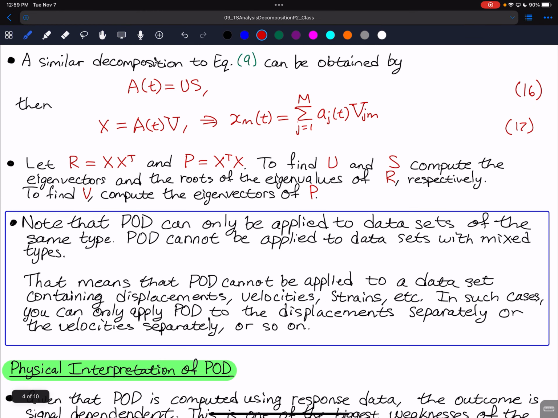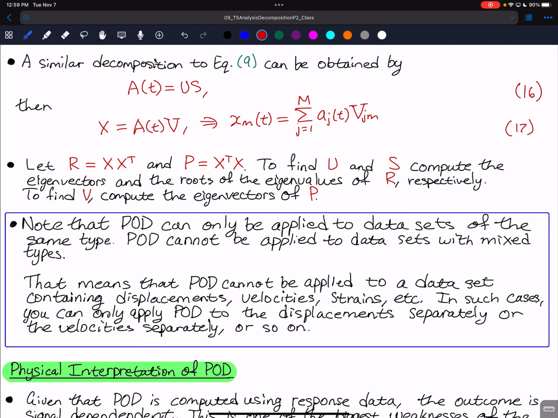Okay, and then one more thing before we talk about physical interpretation is that you can only apply the POD to data sets that are all of the same type. That means all of the signals have to be displacements, or all of them have to be velocities or strains. They cannot be displacements and velocities. It will not work on data sets like that. If you're interested as to why, I can share a paper that goes through this and explains that, but we're going to skip that. In this class, you'll just apply it mostly to displacement responses, so you won't run into that issue.